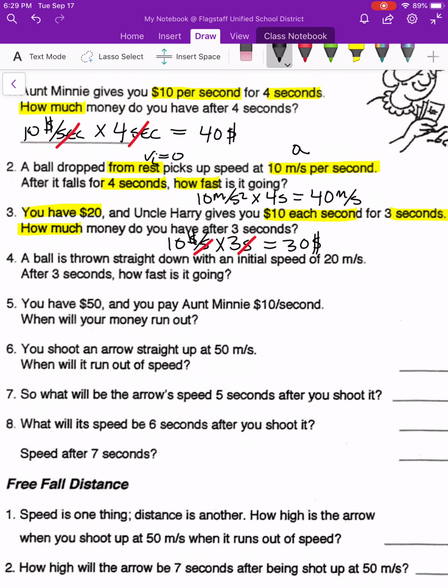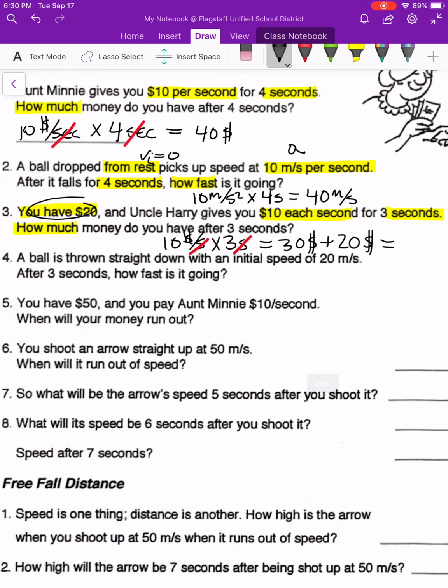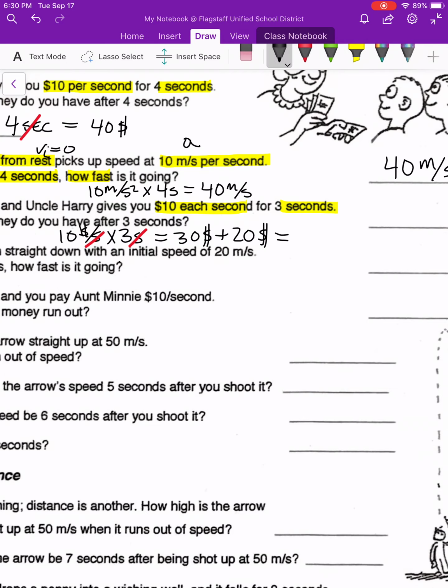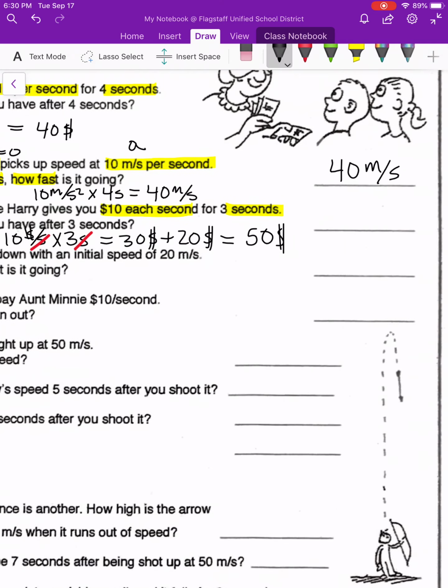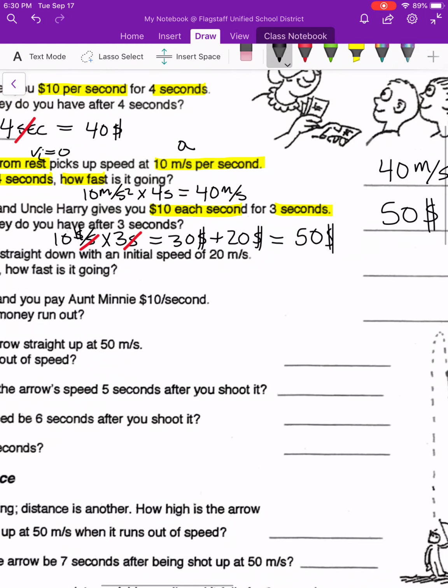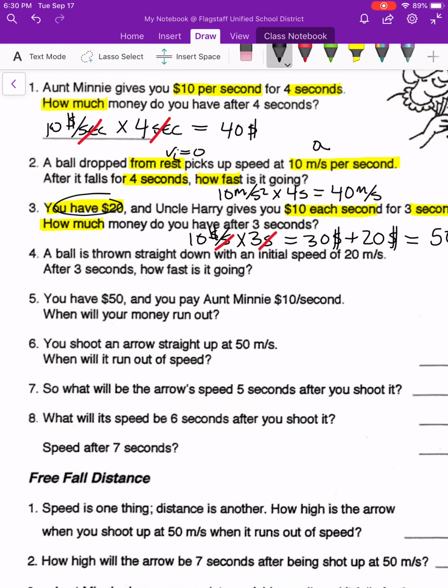But again, we have to be careful because over here it told us that we started with $20. So we need to make sure that we add that and account for that in the problem. So $20 plus $30 should give us $50. And then I'll continue over here and I'll write this right there, $50. Perfect. Okay, number 4.